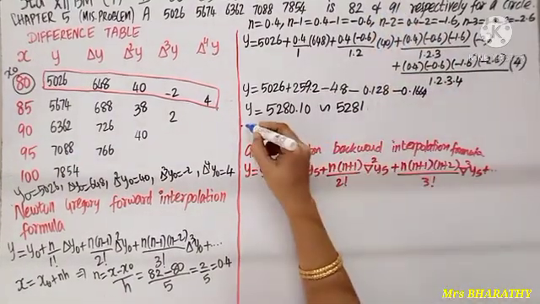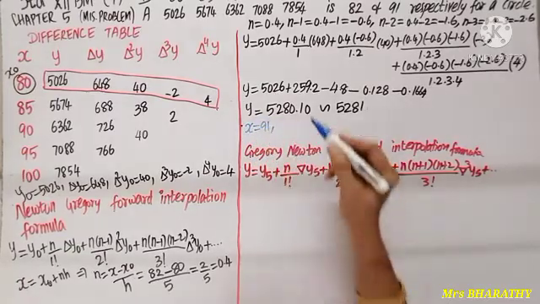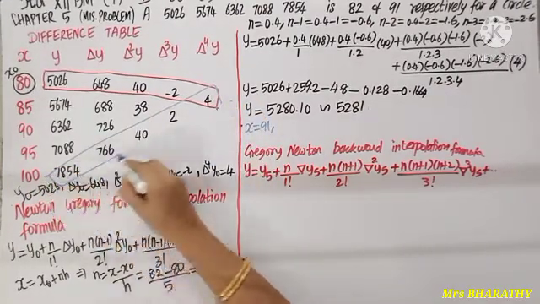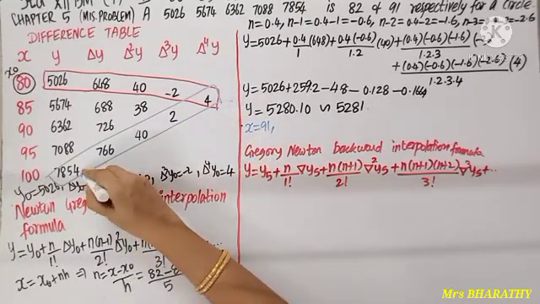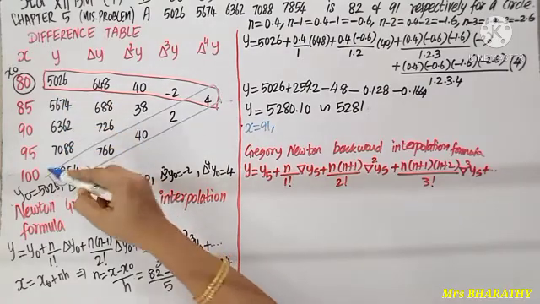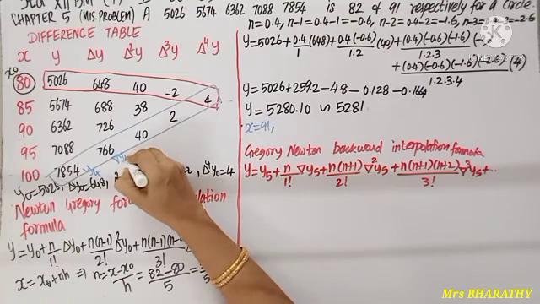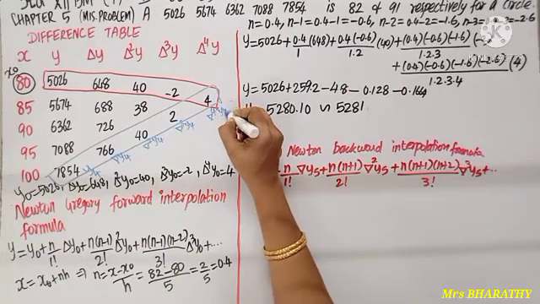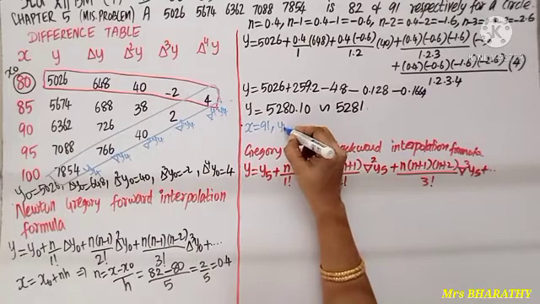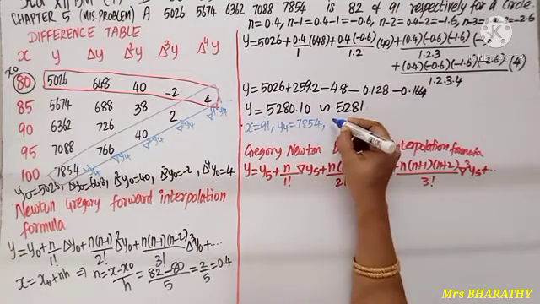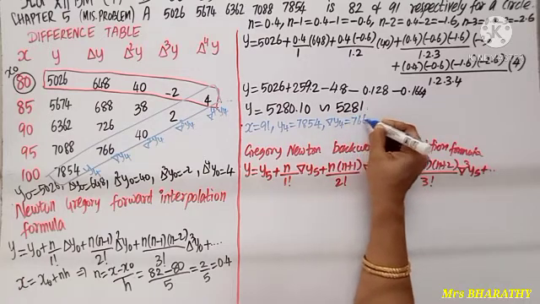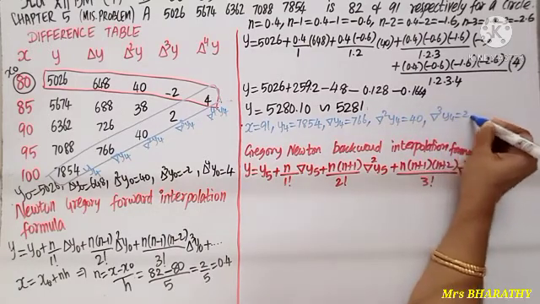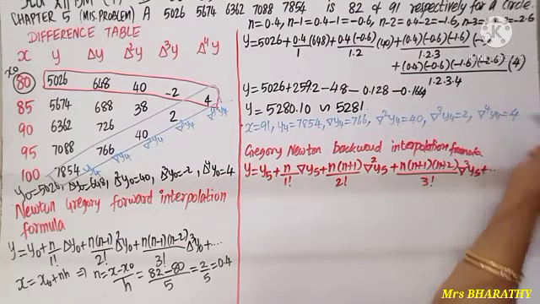When x is equal to 91, we need to write the backward difference table. So, marking the last values of the table, we call these y0, y1, y2, y3, y4. This will be nabla y4, nabla square y4, nabla cube y4, nabla power 4 y4. So let us write down the values. y4 is 7854. Nabla y4 766. Nabla square y4 40. Nabla cube y4 2. Nabla power 4 y4 is 4.